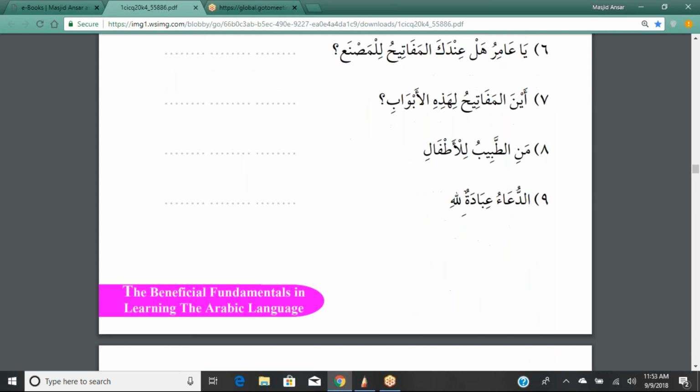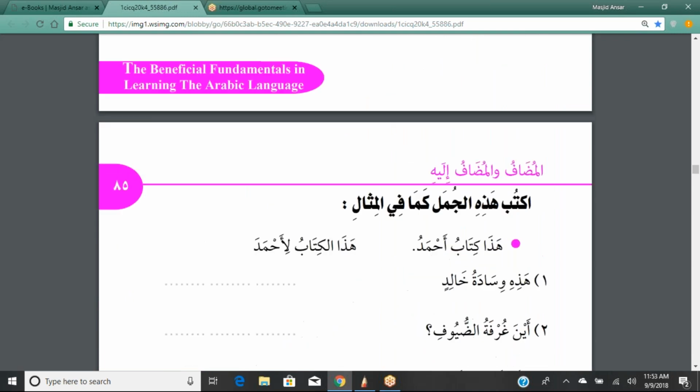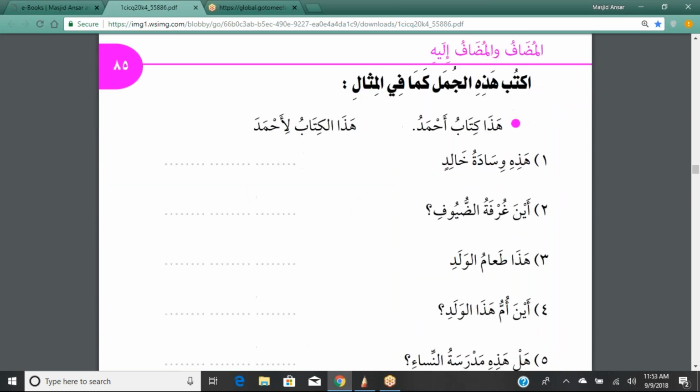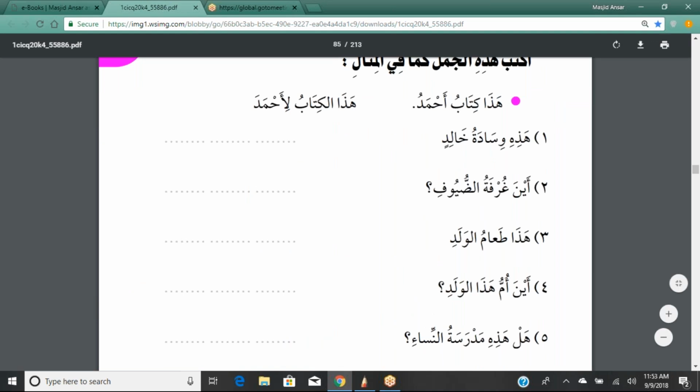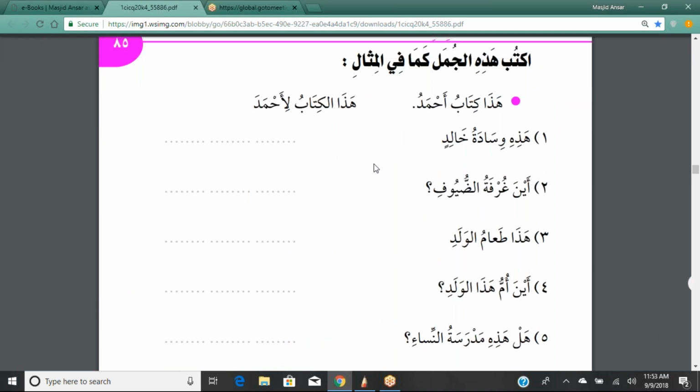After that, it's just the opposite. We'll do this in class. The opposite. This is the opposite. Look at this one here on the next page, number 85. It's the opposite. Number 85, it says هذا كتاب أحمد. It's mudaf ilayh. This is Ahmed's book. You have to change this to lam al-mulk.